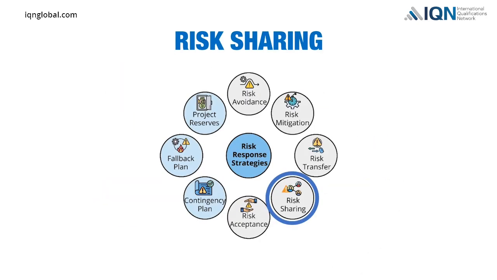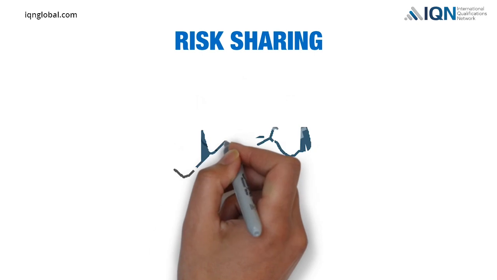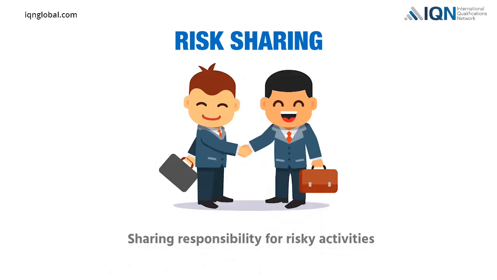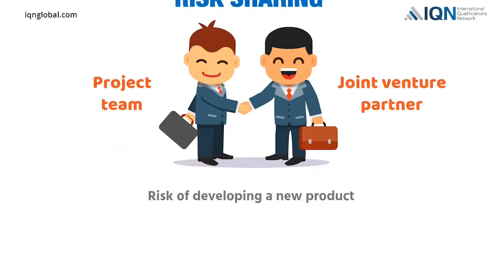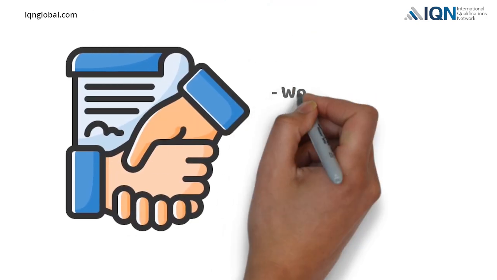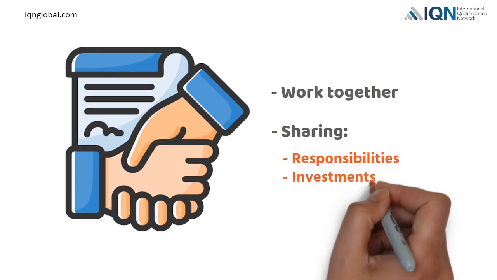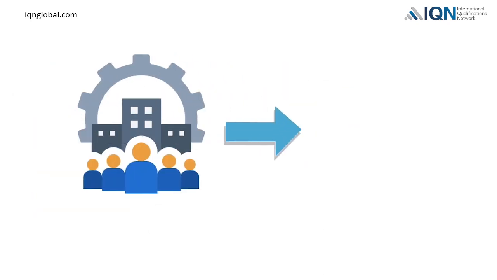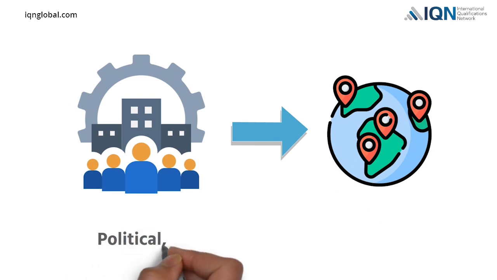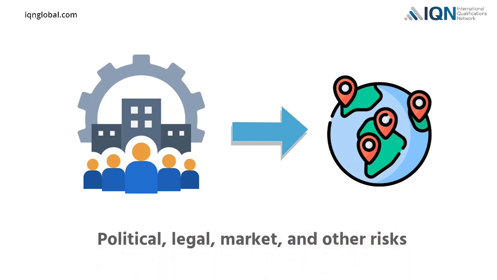Risk sharing. Risk sharing involves partnering with others to share responsibility for the activities with risk elements. For example, the project team can share the risk of developing a new product with a joint venture partner. The partnership may involve agreeing to work together and sharing responsibilities, investments, risks, and rewards related to the new product development.